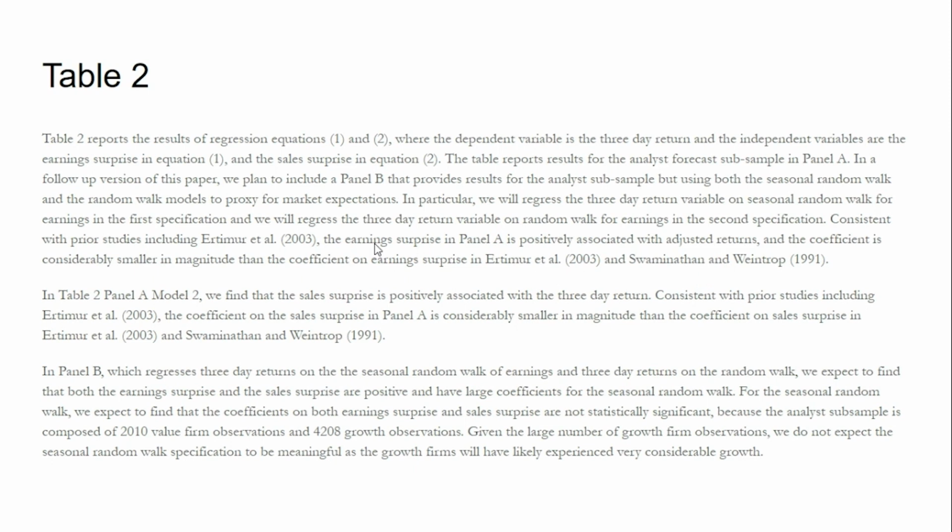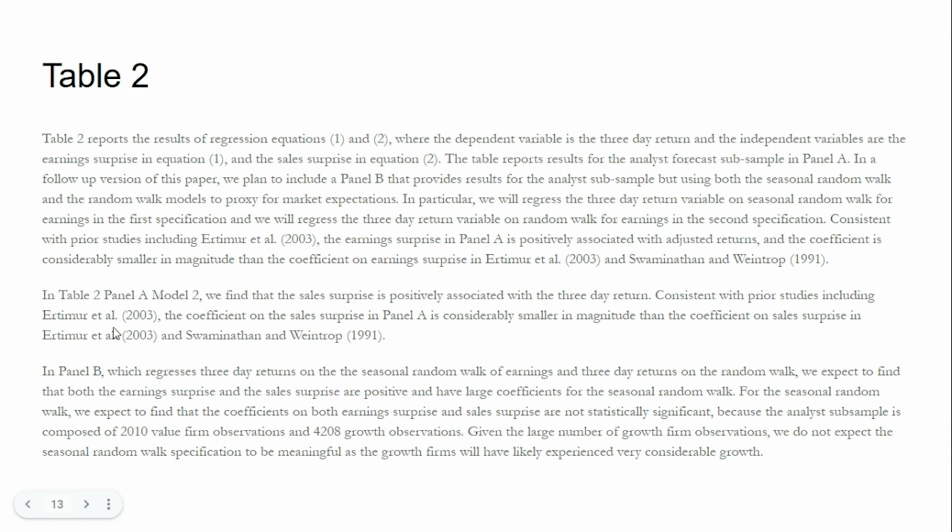In Table 2, Panel A, Model 2, we find that the sales surprise is positively associated with the 3-day return. Consistent with prior studies, including Erdemer et al. 2003, the coefficient on the sales surprise is considerably smaller in magnitude than the coefficient on sales surprise in Erdemer and Swaminathan and Whiterup, 1991. So we basically find that the coefficient on the sales surprise in Panel A is smaller than the coefficient on sales surprise in Erdemer, 2003.